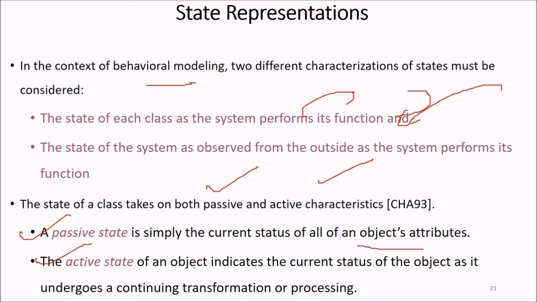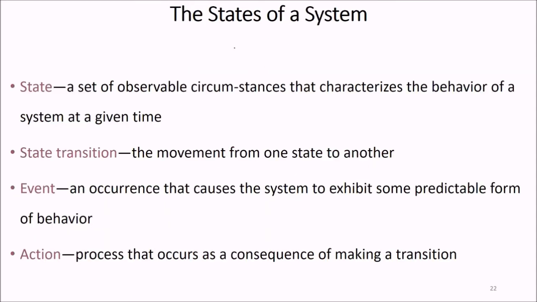An active state for an object will indicate the current status of the object, what transformation is going on with it, and the processing which is carried out. The state of the system is different at different times. Sometimes, as an individual, I may be sleeping, I may be dancing, I may be eating. So I have a certain state. In the same way, a system can also have a state, which is an observable circumstance that characterizes the behavior of a system at a given time. This is what we call a state. There can be a state transition, that is, movement from one state to another. For example, I'm reading, and after reading I'm sleeping.